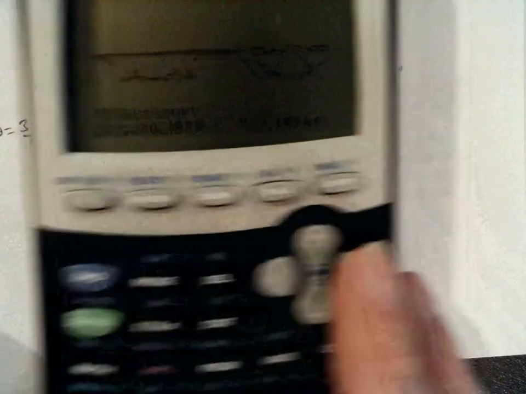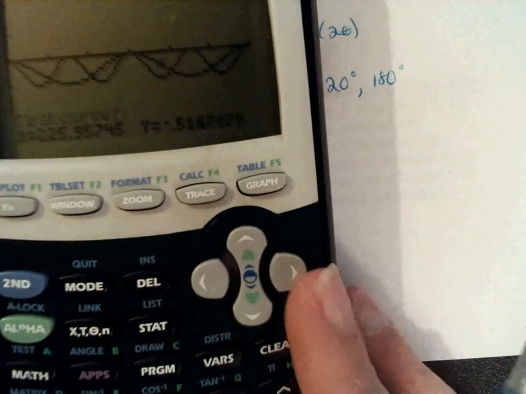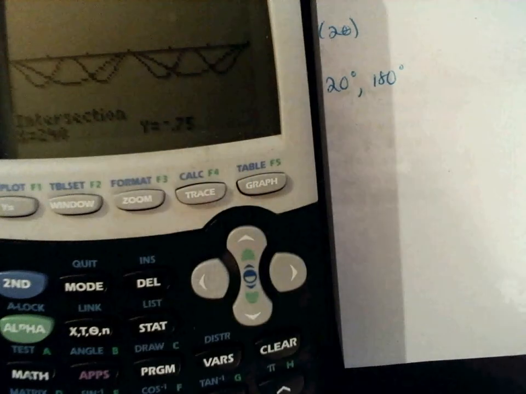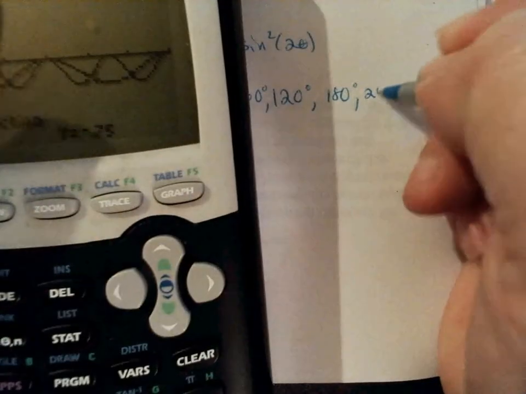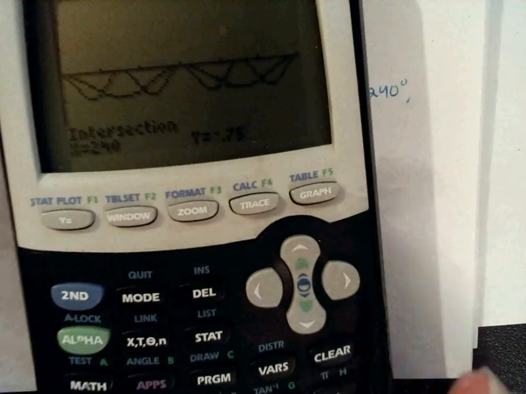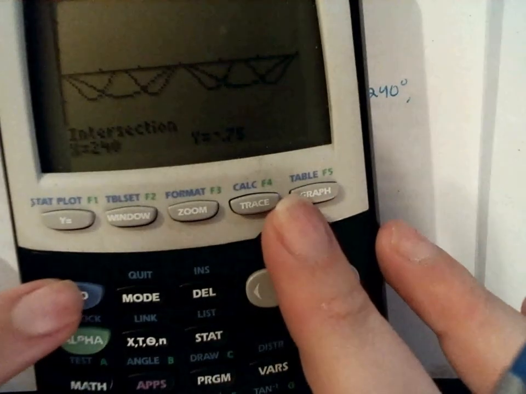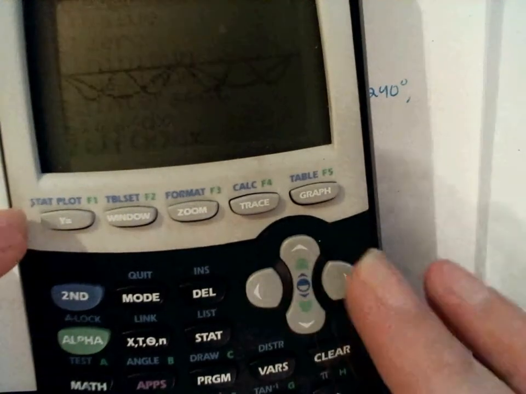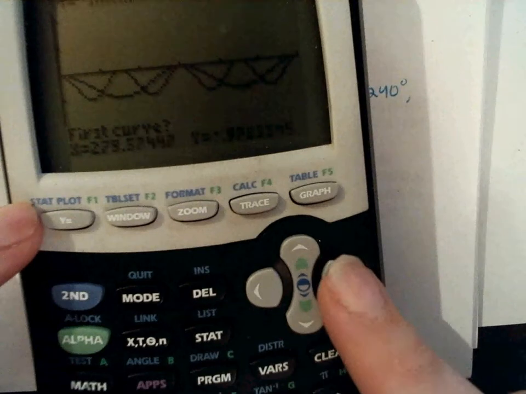There's my dude. Okay, so he's over here. I need to move him over there. So enter, enter, enter. The closest intersection is that one right there, and it finds it, and it is at 240. So 240 degrees. I'm pretty sure the next one is going to be at, let's see, 300 degrees. Second calculate, intersect.